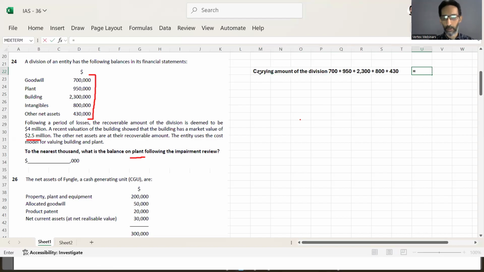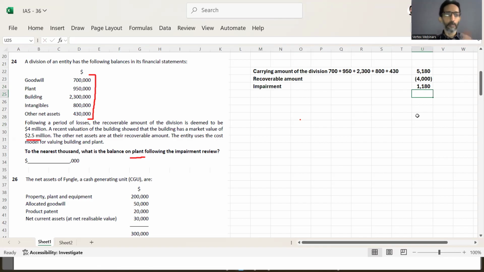So let's calculate these values here. 700 plus 950 plus 2300 plus 800 plus 430. So the value of the whole division is 5.18 million. However, the recoverable amount is 4 million here. Okay, so let's compare it. If the recoverable amount is 4 million, we can say that the impairment has taken place. The impairment is the difference of these two, that is 1,180. Okay, so this is the impairment.